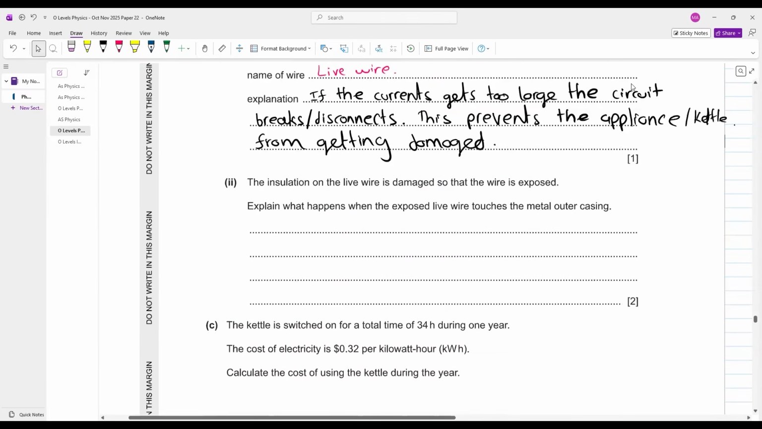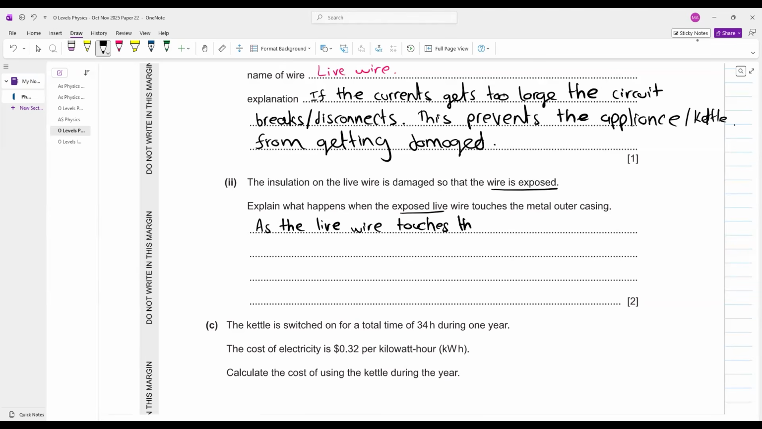The insulation on the live wire is damaged so that the live wire is exposed. What happens when the exposed wire touches the metal outer casing? बेटा क्या होगा अगर आपकी लाइव वायर मेटल आउटर केसिंग को टच करेगी? Yes, geniuses, what will happen? As the live wire touches the metal casing, क्या होगा?